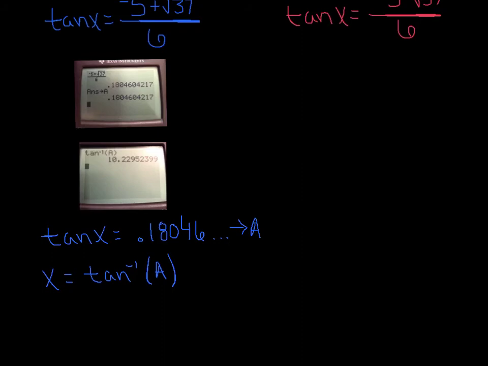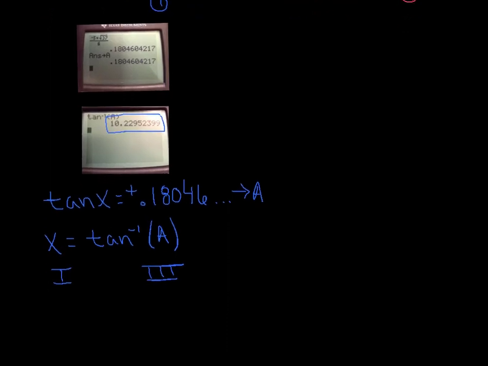Now the other important thing I'm going to say to myself is, because that value up here, the 0.18046, was positive, my solutions are going to be in the first quadrant and the third quadrant. So the reference angle that I got on my calculator is actually one of the solutions. Rounding to the nearest degree, 10 degrees is in quadrant 1. And then I could do 180 plus the 10 degrees to get 190. 190 degrees is my second solution.